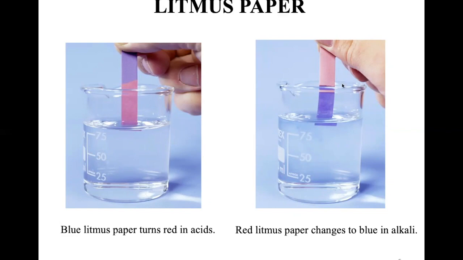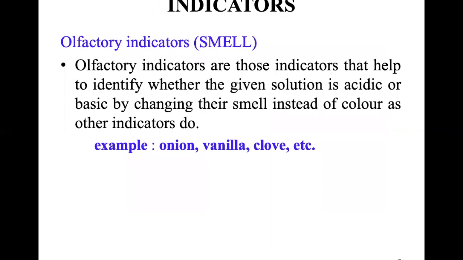So this question is also asked in the paper, that there is only one blue litmus paper given to you and you have to identify which type of solutions are there. 3 solutions are given. The other indicator is an olfactory indicator. And olfactory indicators are the indicators that can be known with the help of a smell. The examples are onion, vanilla, clove.